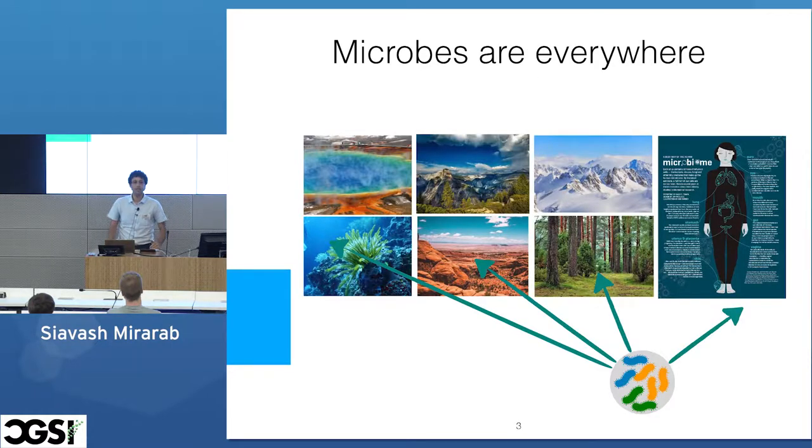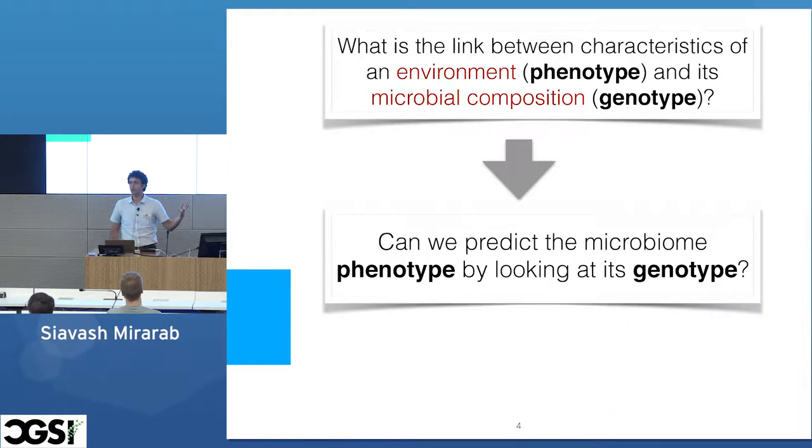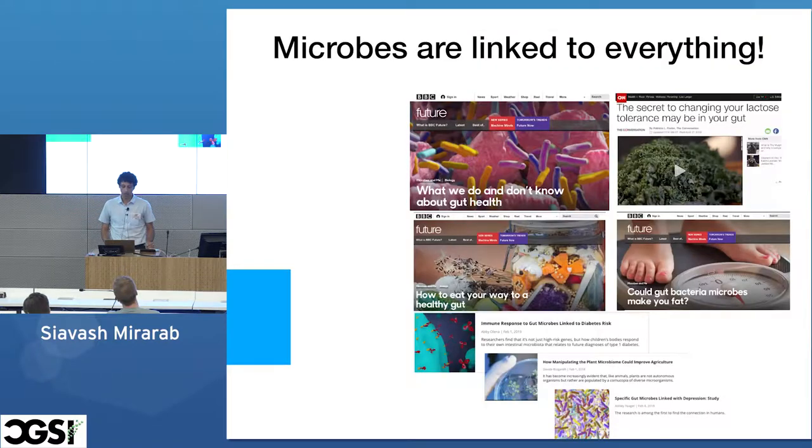But as we heard from Nandita, microbes are everywhere, so you can start to ask similar questions about microbes, right? So you can think of the link between properties of an environment, which in a hand-wavy way I'm going to call a phenotype, and the microbial composition of the environment, which again, in a very hand-wavy way and with a lot of abuse of terminology, I'm going to call the genotype, right? And so now we have a similar kind of question for microbiome. Are we able to predict the phenotype of a microbiome by looking at its genotype?